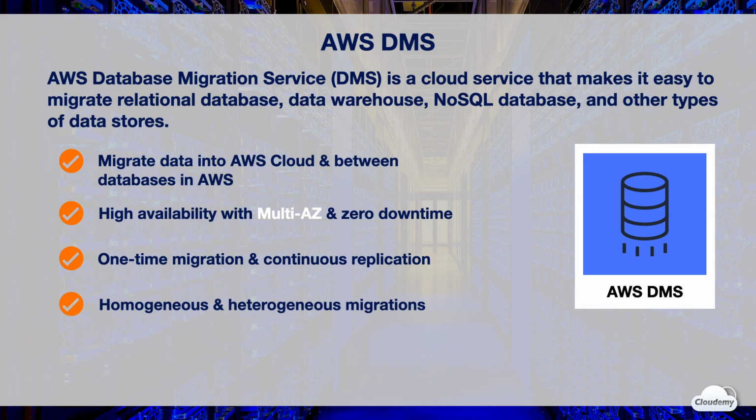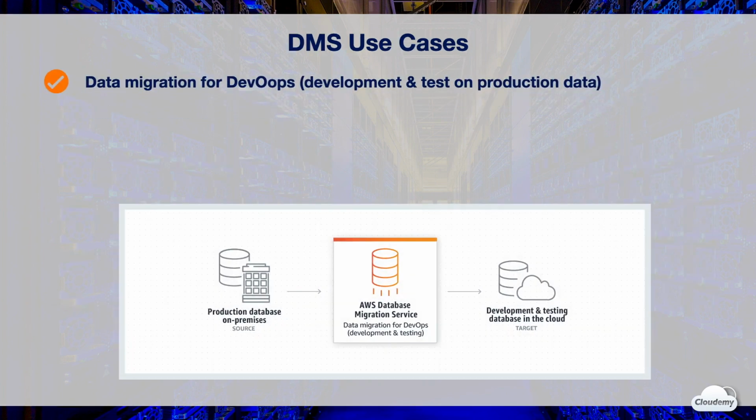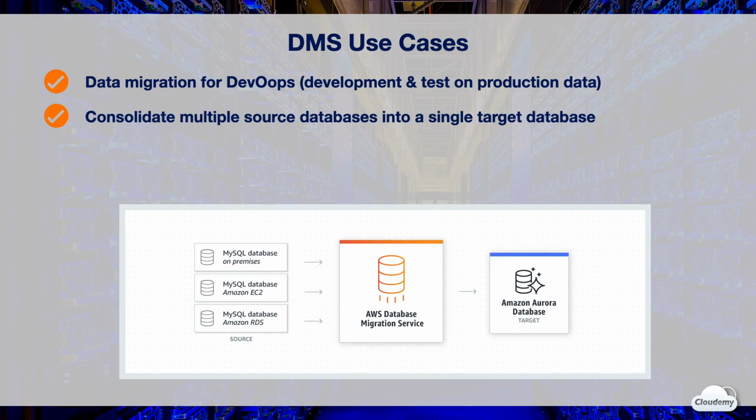DMS supports homogeneous migrations for the same database type, and heterogeneous migrations for different database engines. DMS can be used to migrate data into or out of AWS, or between AWS databases for development purposes. You can take advantage of AWS rapid provisioning and scalability to create a development or test environment that is identical to the production environment. With DMS, you can create and work on copies of production data, without disrupting existing DevOps processes. You can use DMS to consolidate multiple source databases into a single target database.